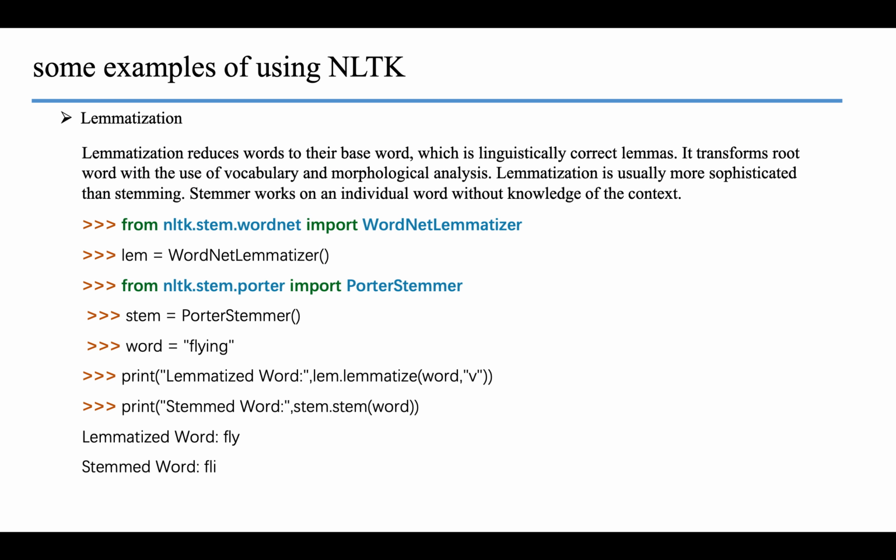The fourth example is lemmatization. The lemmatization technique is like stemming. The output we will get after lemmatization is called a lemma. It transforms the root word with the use of vocabulary and morphological analysis. Lemmatization is usually more sophisticated than stemming. A stemmer works on an individual word without knowledge of the context. But after lemmatization, we will be getting a valid word that means the same thing.